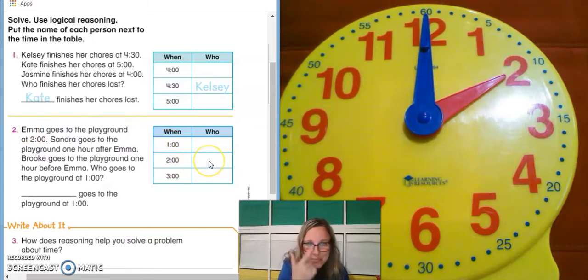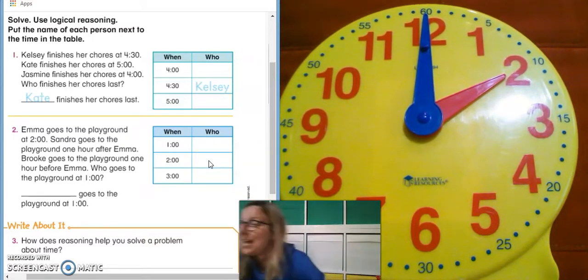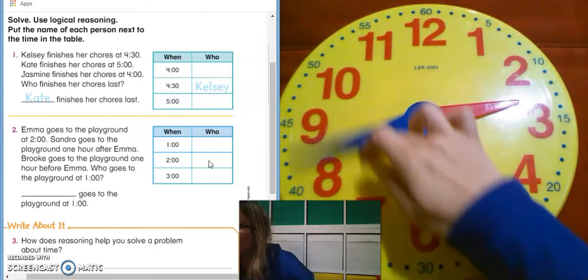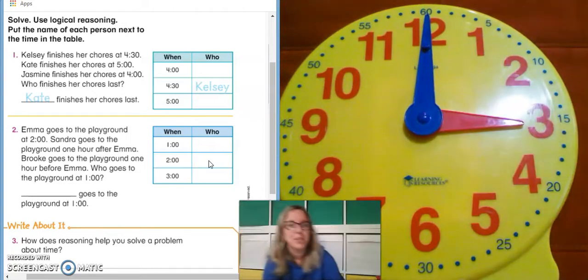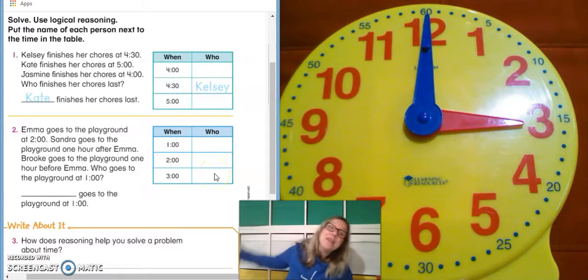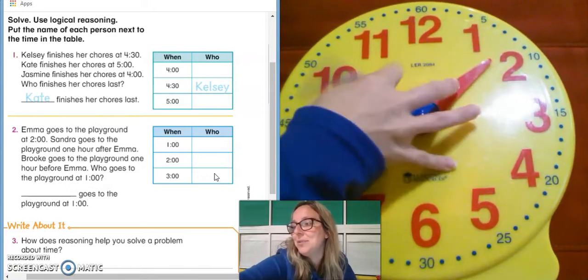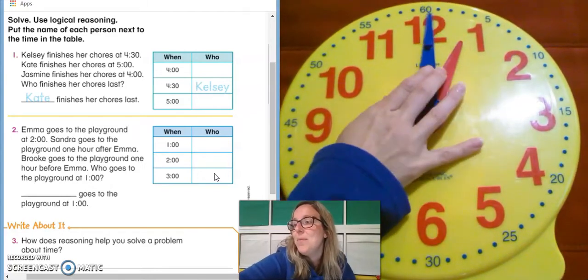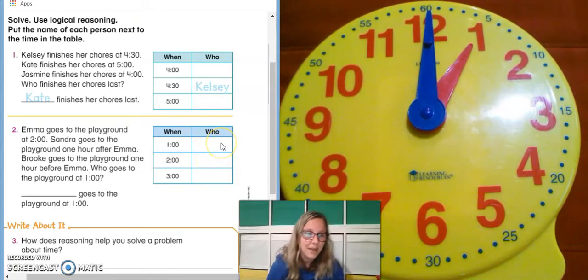Hey, Emma. And then Sandra goes 1 hour after. So after would be 3 o'clock. So we'll put Sandra here at 3 o'clock. Brooke goes to the playground 1 hour before. So 1 hour before 2 o'clock would be 1 o'clock. So Brooke goes here where it says 1 o'clock.